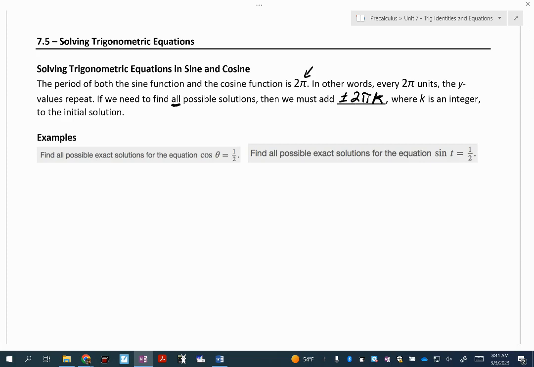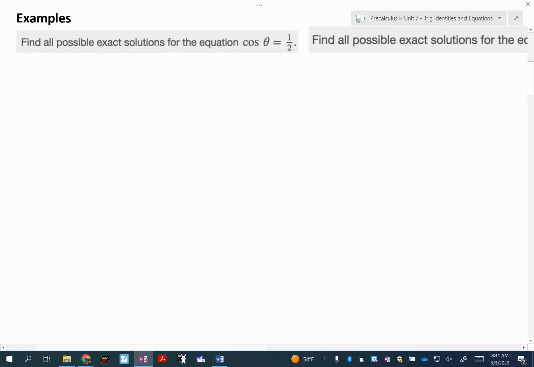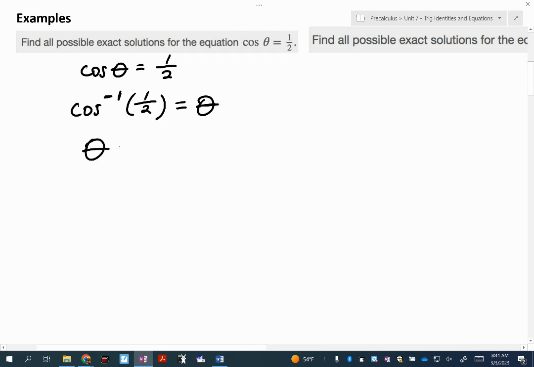Let me give you an example with this first one, cosine. It says find all possible exact solutions for the equation cosine of theta equals 1/2. This is very similar to the work that we did in the last unit on going backwards, doing the inverse function. Essentially, I'm asking the calculator, I know the ratio is 1/2, so if I go backwards, what would be my theta? You should know this one from the table. The cosine of pi over 3 is going to be that theta.